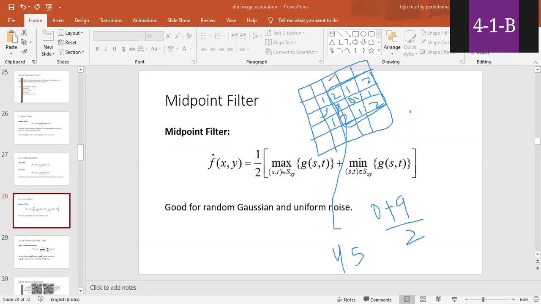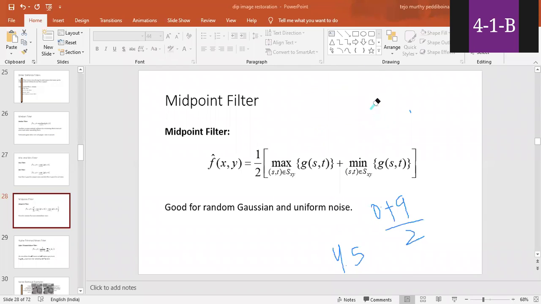For example, one more thing. Let us take 1, 2, 1. So if I want to replace 1, what do I have to take? I have to take the window of this. Again, the minimum value and maximum value are the same, so you'll get the same value.